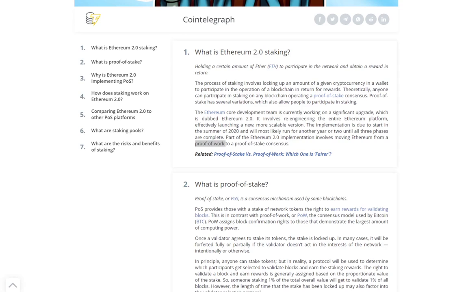And then also there's things like pools where you'll be able to send all your coins to a certain pool, and then them coins will all join up as a staking node. The Ethereum core development team is currently working on a significant upgrade, which is dubbed Ethereum 2.0. It involves re-engineering the entire Ethereum platform, effectively launching a new, more scalable version.